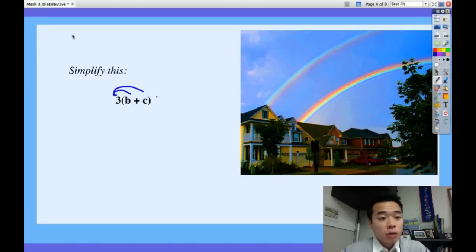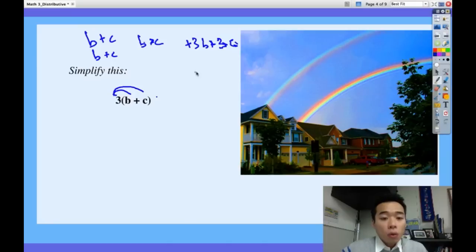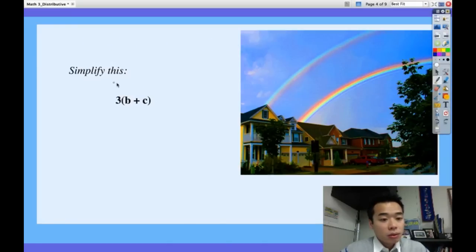So here I have 3 groups of b plus c. So it looks something like this out longhand. b plus c, b plus c, b plus c. You get 1, 2, 3 b's, positive b, so that's positive 3b. 1, 2, 3, positive 3c, so you get positive 3c. Or what we can do is multiply 3 times b and 3 times c. If you want, we go ahead and box each term. Here we have a positive 3, positive b, and a positive c.